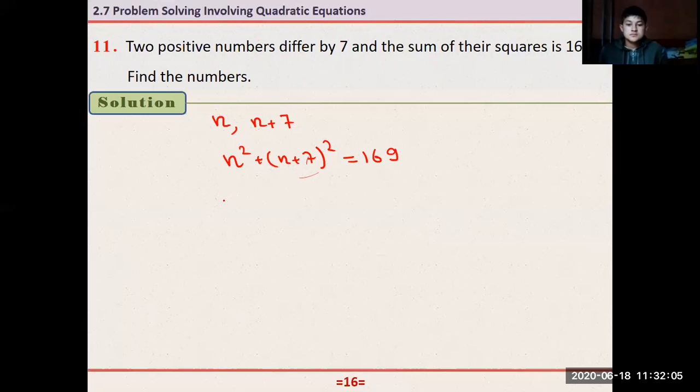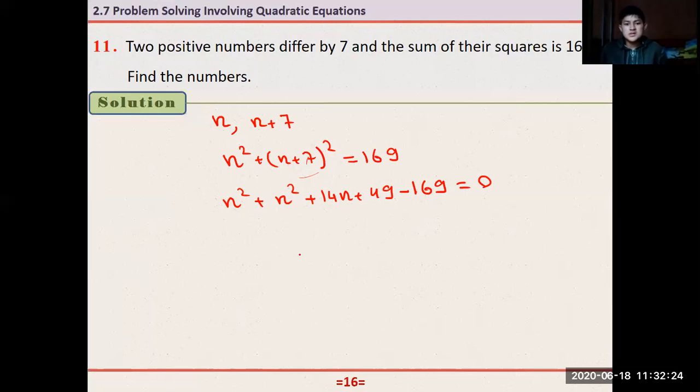We have to solve this. Expand this: n squared, and this thing is n squared plus 7 times n, 7n multiplied by 2, 14n plus 49, and also take this to the left hand side, minus 169. That's equal to 0.